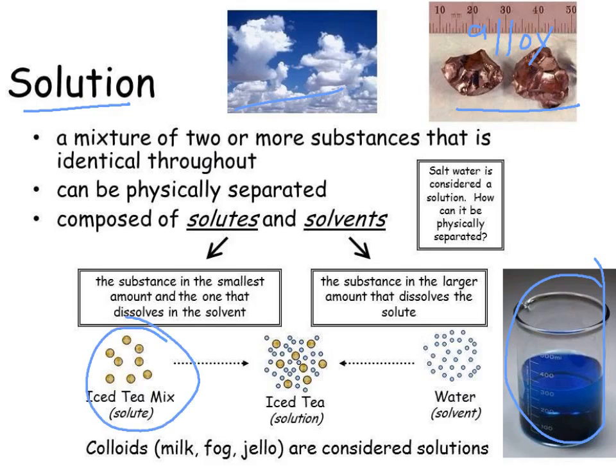For example, in our diagram here, we have the iced tea mix as our solute. Aside from the solute, we also have the solvent, which refers to the substance in the larger amount that dissolves the solute. In this diagram, we have water as our solvent. The combination of iced tea mix and water forms what we call a solution. If you notice, the yellow marks here are the solute and the blue marks are the solvent.